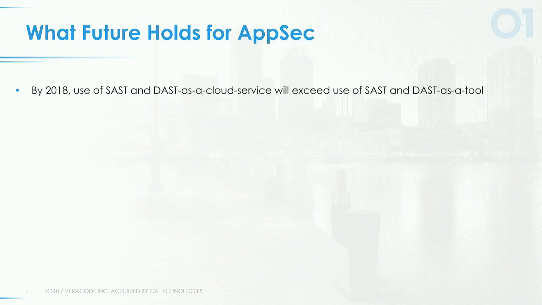And we came to the conclusion, for example, that by 2018, use of SAST and DAST as a cloud service will exceed use of SAST and DAST as a tool. You know that there was a long multi-year competition between tools and services. Tools, static and dynamic testing emerged. First of all, organizations started adopting them.